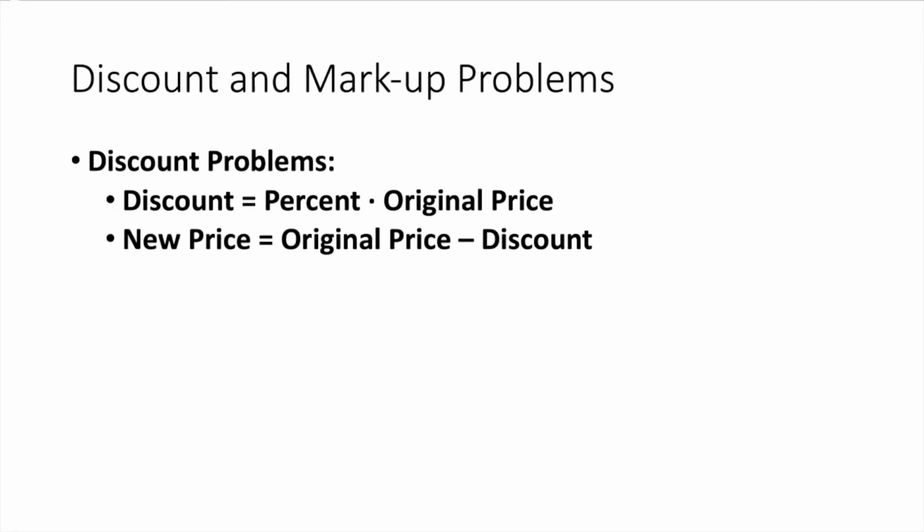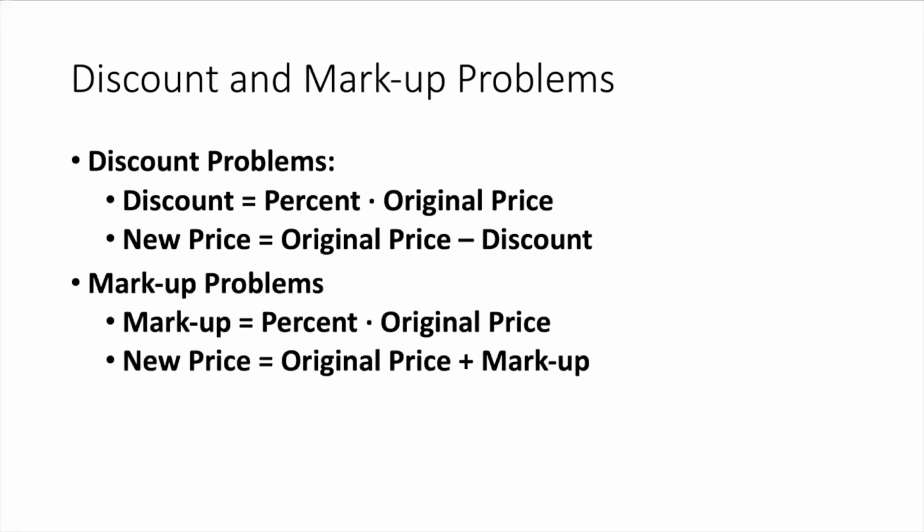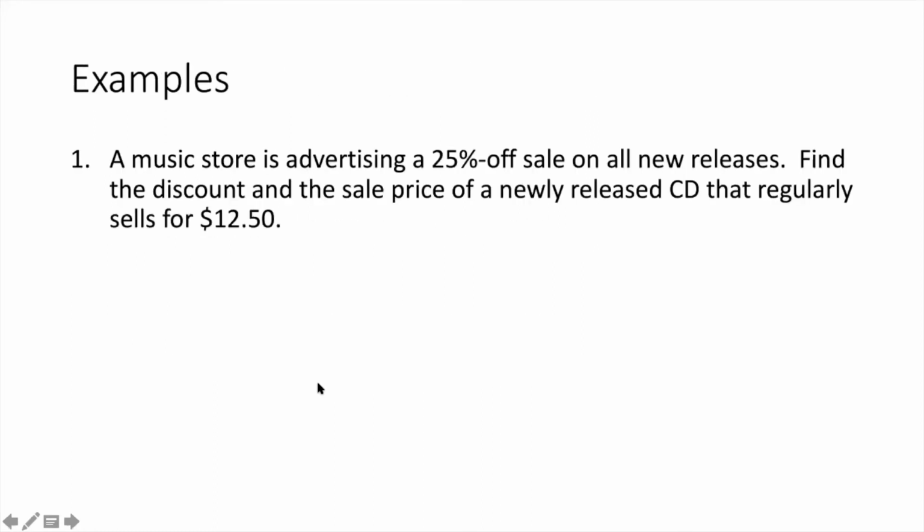And similarly, for a markup problem, it works almost exactly the same way, except notice that with a discount problem, you subtract the discount. With a markup problem, of course, you add the markup. So to find the markup, you find the percentage of the original price and then add that to the original price to find the new price. Okay, so there are three examples here, I think. So I'm just going to switch over to the tablet and we can look at them on there.